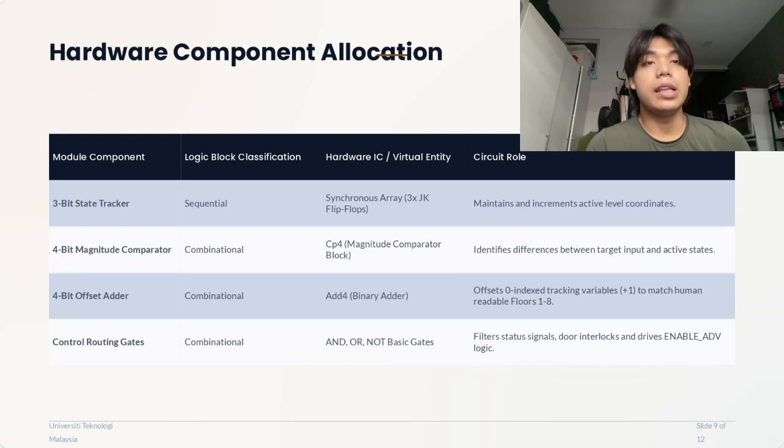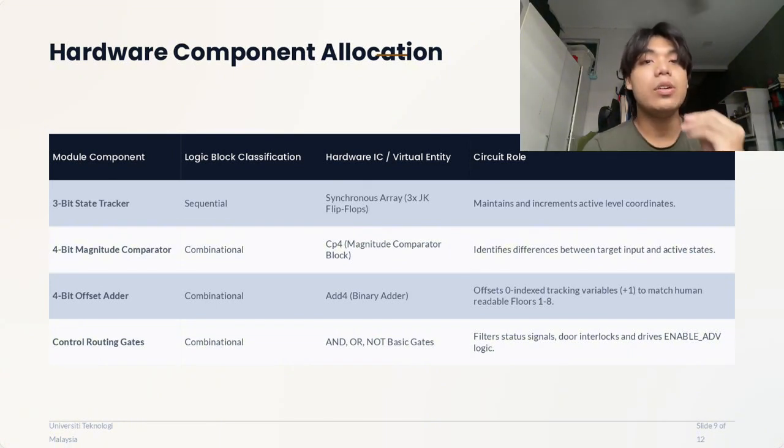When A is less than B, the destination is above the current floor, so upward movement is allowed. When A is greater than B, downward movement is allowed. When A is equal to B, the elevator has reached the destination and stops.